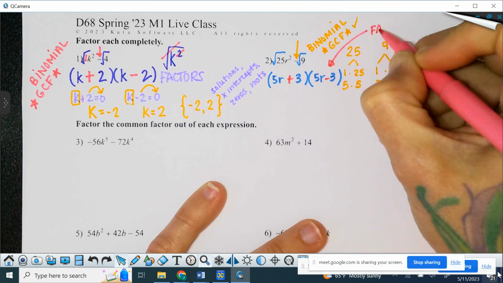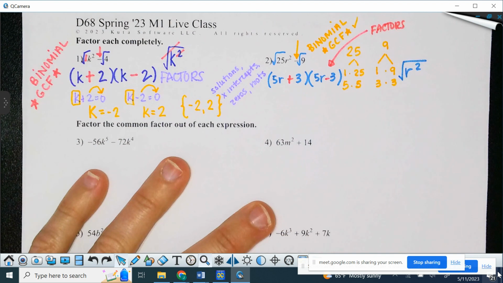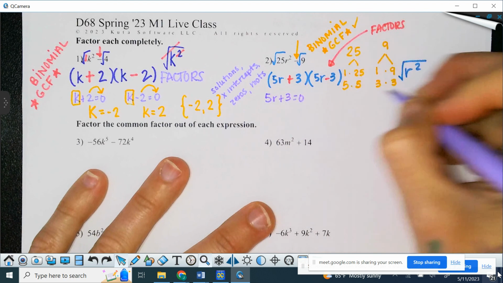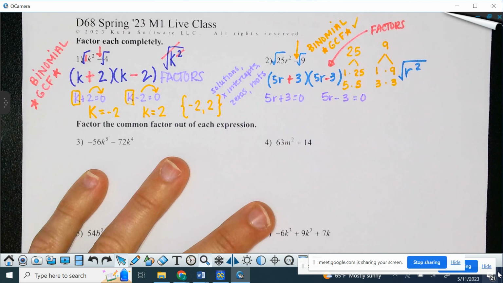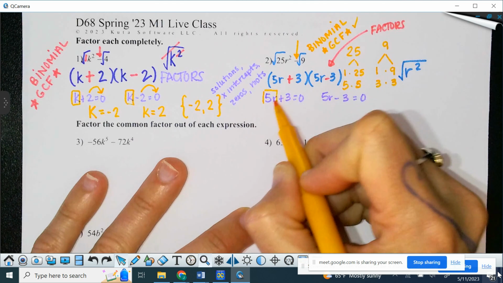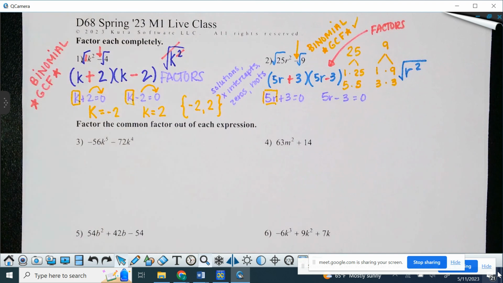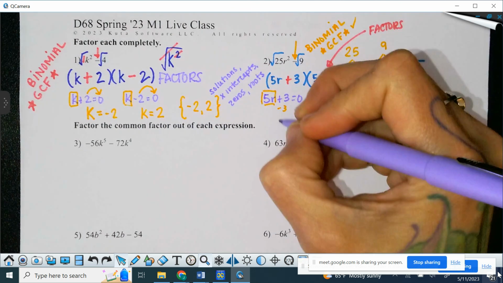And if we wanted to solve it, we're going to set those equal to 0. So that's 5r plus 3 equals 0. And then 5r, I feel like I'm running out of space, minus 3 equals 0. These are a little different than the last ones because I have a 5r. What's the first thing I would do to start solving 5r plus 3 equals 0 to get r by itself? Subtract 3. Good. So we'll subtract 3, subtract 3. 5r equals a negative 3.